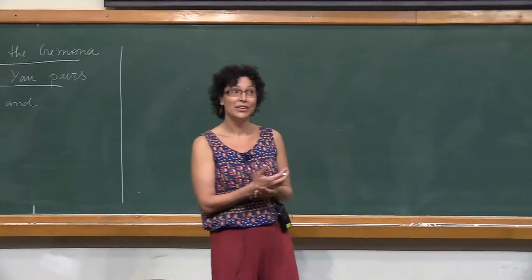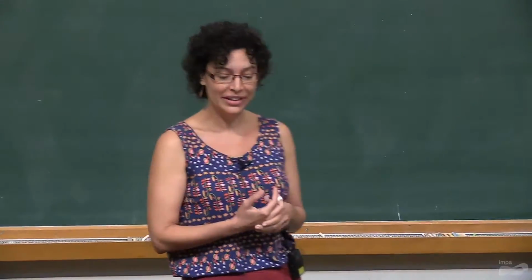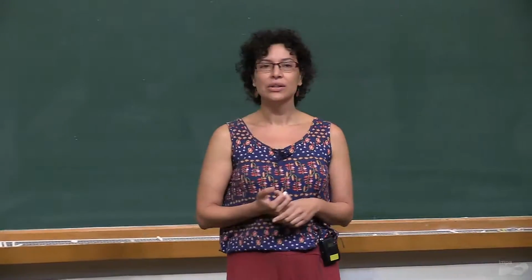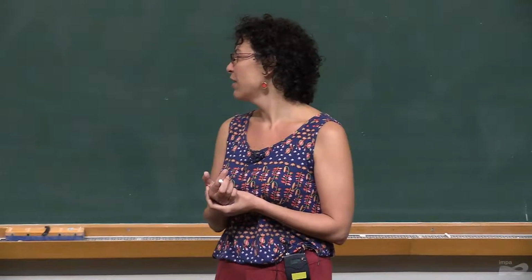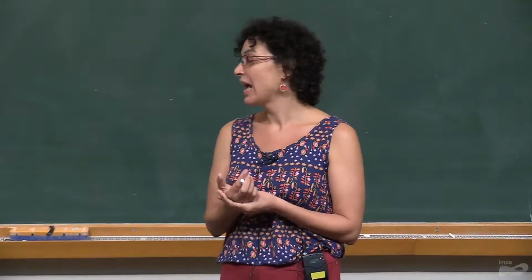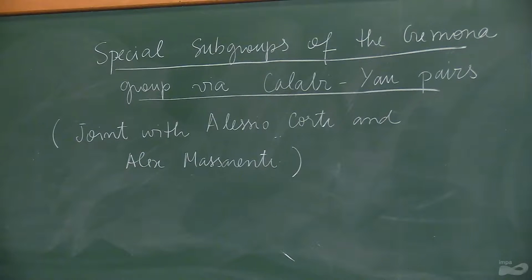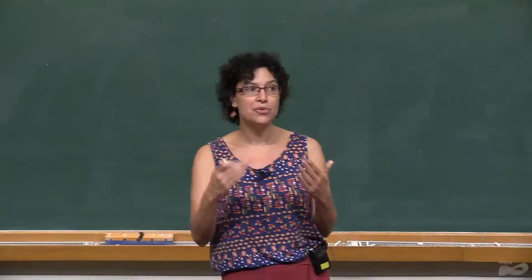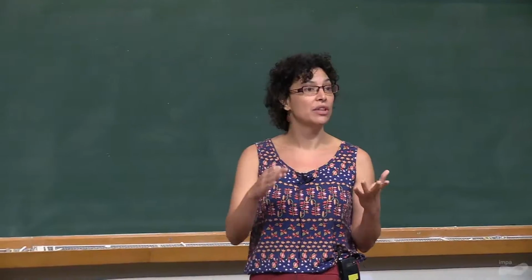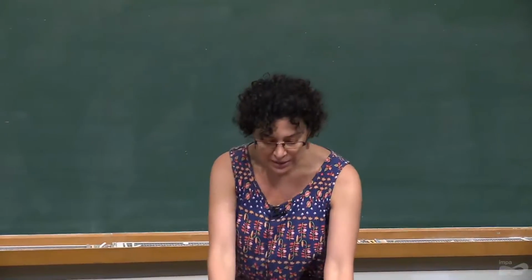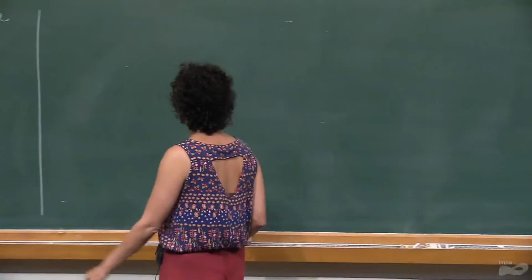First of all, I would like to thank the organizers for the invitation. And today I would like to report on some recent results that I have been working on with Alessio Corti and Alex Massarente, where we produce some special subgroups of the Cremona group via Calabi-Yau pairs. I will explain all these terms, but let me just say that Calabi-Yau pairs are objects that appear in higher dimensional algebraic geometry in the context of the minimal model program. Let me start first by recalling what the Cremona group is.